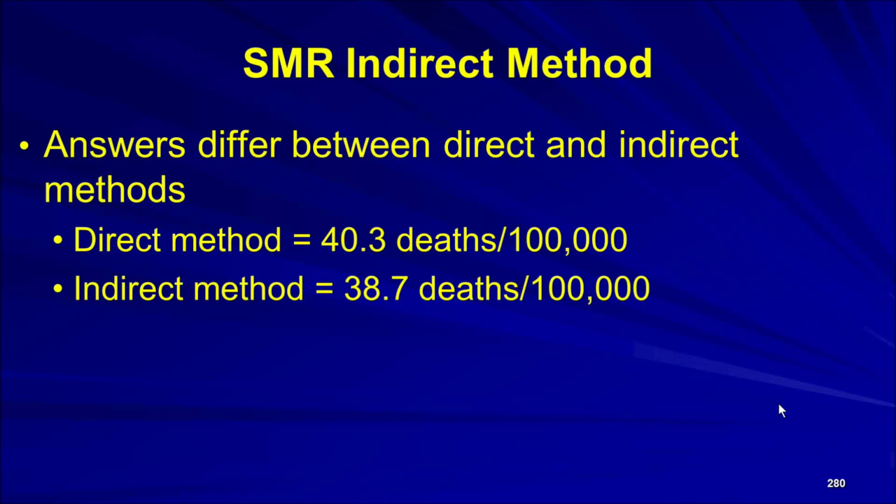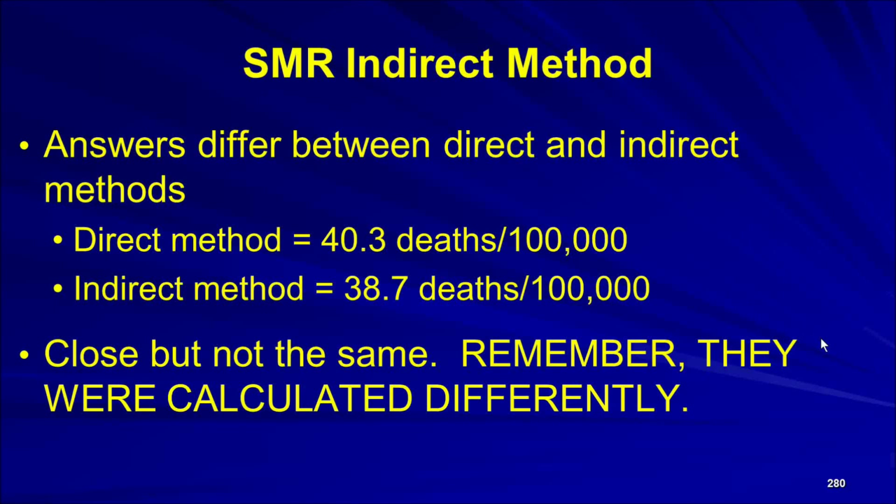Remember, you can't compare the two. You can't compare the answers that we got from one method versus another. The more valid of the two measures is the 40.3. So if you have a choice of what you can report, and you won't because the data will either be available or not, you'd rather report the 40.3 based on the direct method because that's the best of the two methods. I can't make a mental comparison between the two answers, because it's just not legitimate: they're calculated differently. So it says close but not the same, and remember that they're calculated differently.